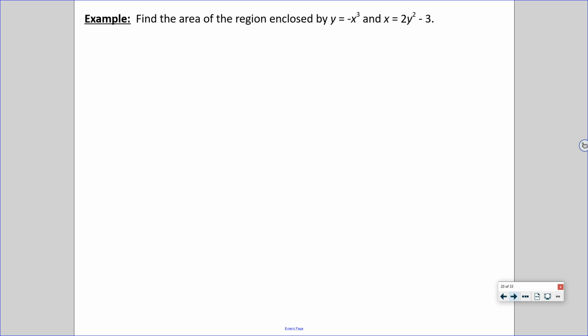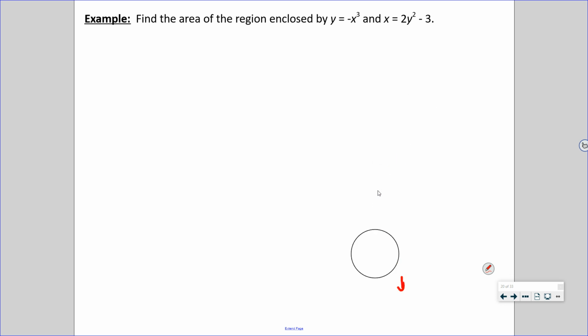Find the area of the region enclosed by y equals negative x cubed and x equals 2y squared minus 3. So I have two different curves. One's in terms of x, this one, and this one's in terms of y. This one's a cubic function that got reflected. So this is what cubics look like, and if it got reflected, it just looks something like that.